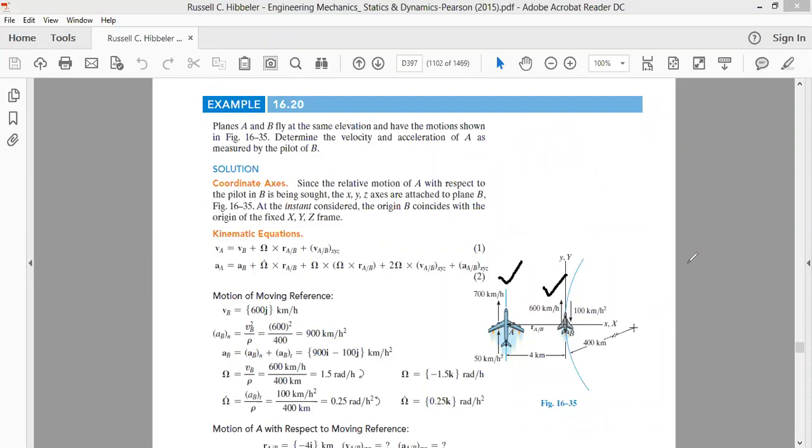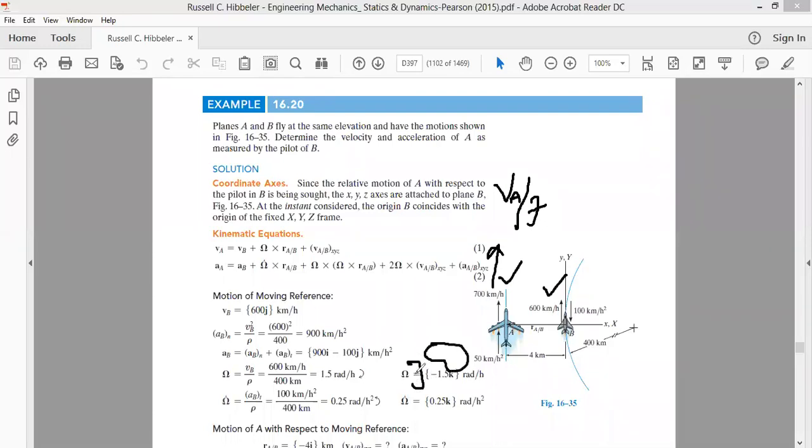When we are given information that aircraft A is flying at a speed of 700 km per hour, this is the velocity of the aircraft as measured by an observer on the ground. Because the observer on the ground is at rest, and the person on the ground is giving us the information that aircraft A is flying with a speed of 700 km per hour. So we say this 700 km per hour is the velocity of aircraft A as measured by an observer on the ground.